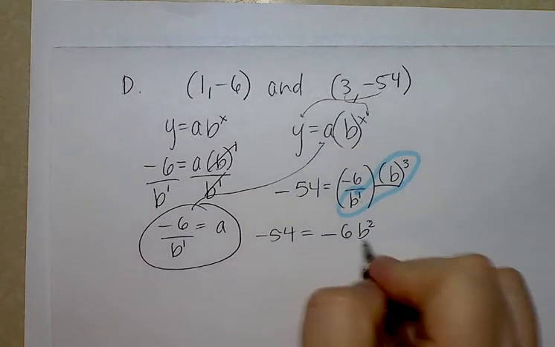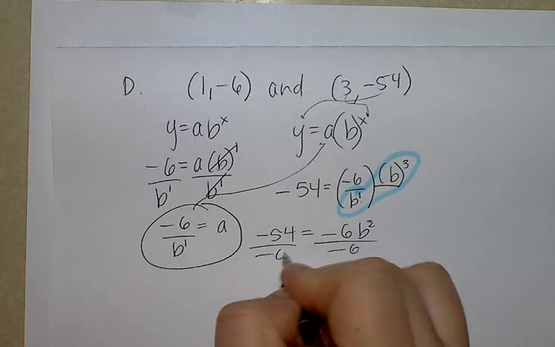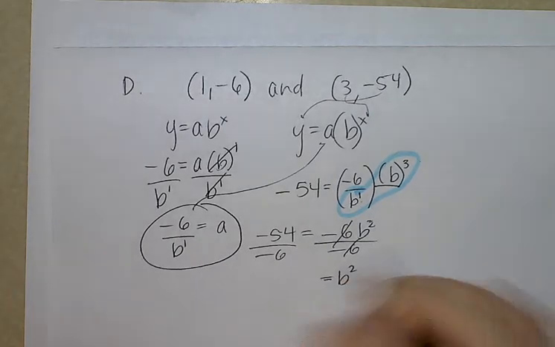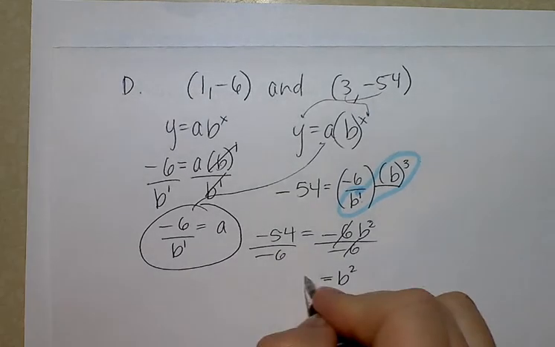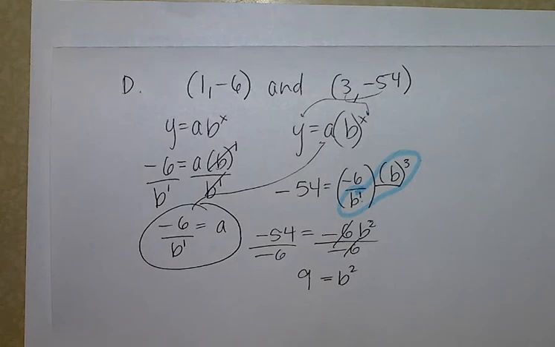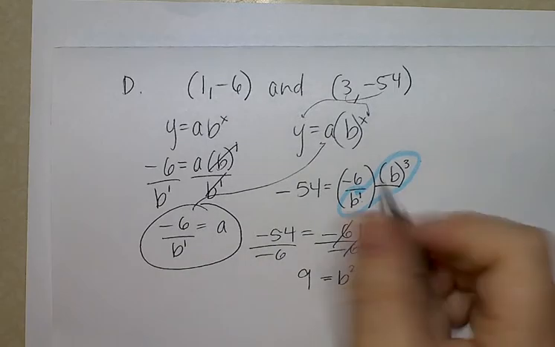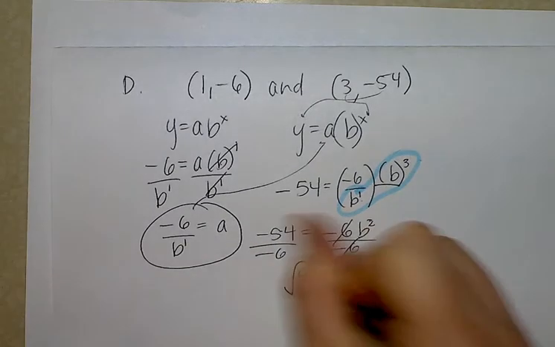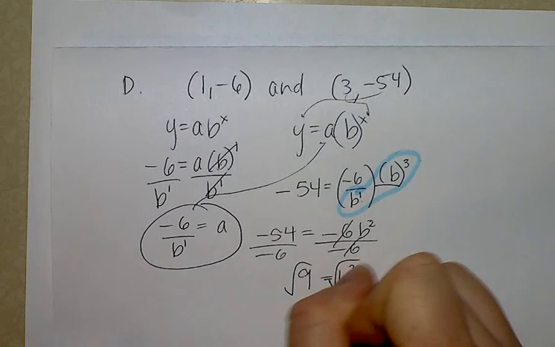Divide both by -6. -54 divided by -6 is 9. And like I previously said, if I told you to solve this, you'd get an answer of plus or minus 3. But because we know b represents a value in an exponential equation, it can only be greater than 0. So we're only going to get an answer here of 3.